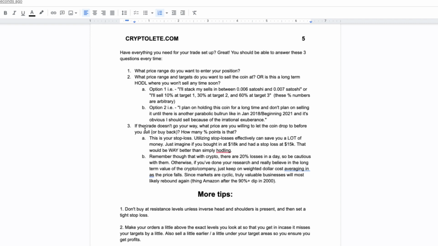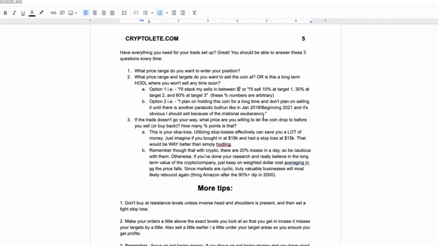And also, I'm using Satoshi here, but I'm gonna change this out for the last one. I'll stack my sells between, let's just say, 4,900 and $5,000. I think people will understand that more than Satoshi, since we don't really use Satoshi anymore. We just use USD or USDT.